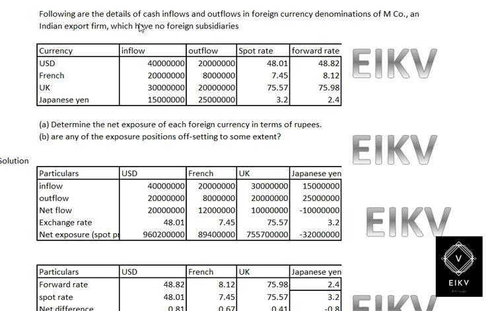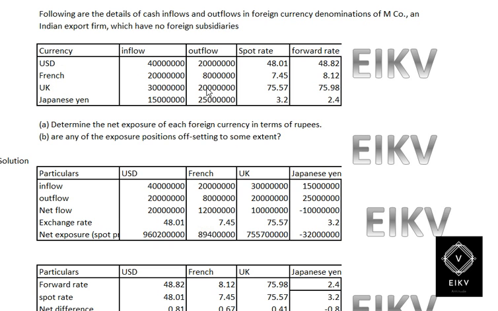So in this illustration we have the following details of cash inflow and outflow in the foreign currency denomination of M company, an Indian export firm which has no foreign subsidiaries, and they have given a table containing 5 columns. One is currency: USD, French franc, UK pound and Japanese yen, and then we have the inflow, outflow, spot price and forward price.